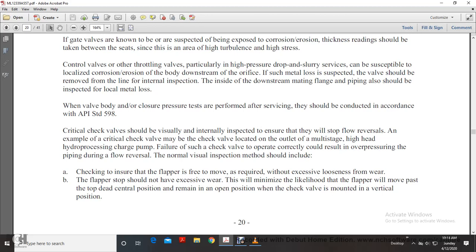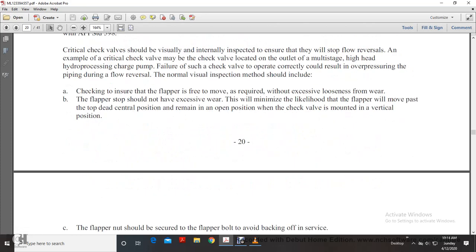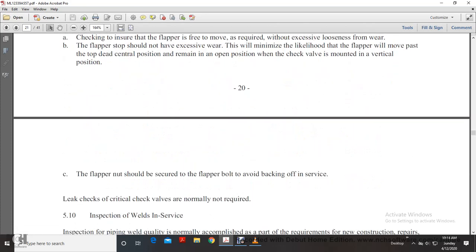The normal visual inspection method should include checking to ensure the flapper is free to move as required without excessive loosening from wear. Flapper stops should not have excessive wear, which will minimize the likelihood that the flapper will move past the top dead center position and remain in the open position when the check valve is mounted in the vertical position. The flapper should be secured with the flapper bolt to avoid backing off in service. Lead checks or critical check valves are normally required.